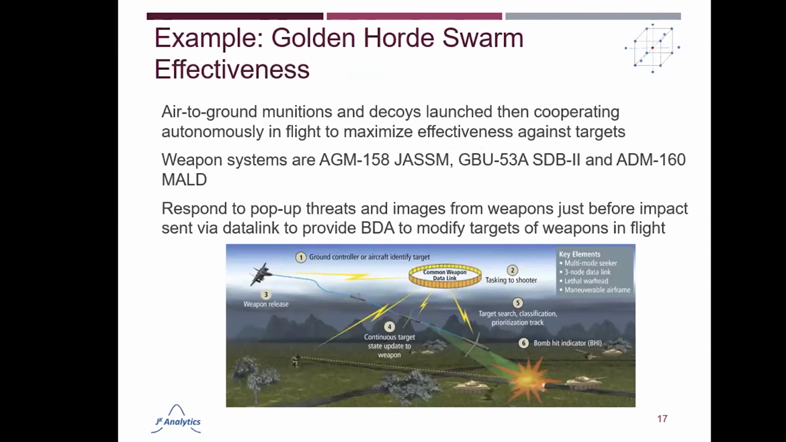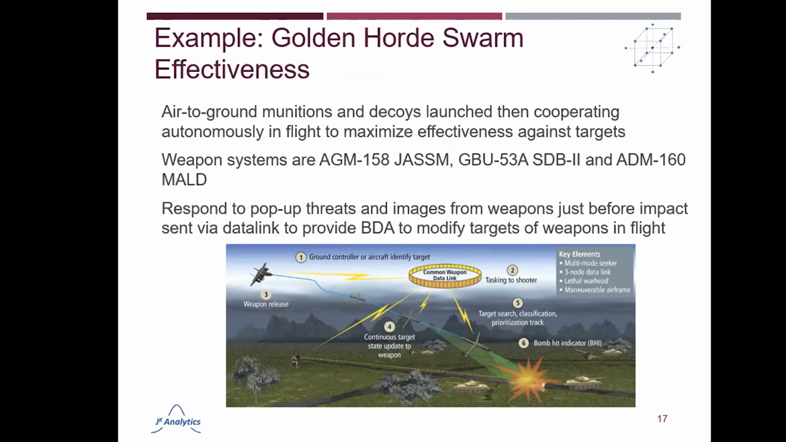Another example is a hold and hover system. This is actually systems being brought together. First of all, let's talk about the weapon systems. The Joint Airstrike Standoff Missile is a big air-to-ground weapon, and the SDB-2 is a smaller air-to-ground weapon. It's a glide weapon with tremendous sensing capability, and the MALD is just an air decoy.